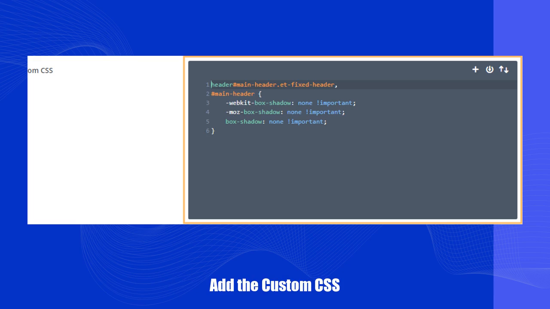In the Custom CSS box within the Divi Theme Options panel, you'll need to add specific CSS to remove the bottom border from your header. The code effectively disables the box shadow for the header element, giving it a clean, borderless appearance. For the exact code, please refer to the accompanying post. Once you've entered it, we'll move on to saving your changes.